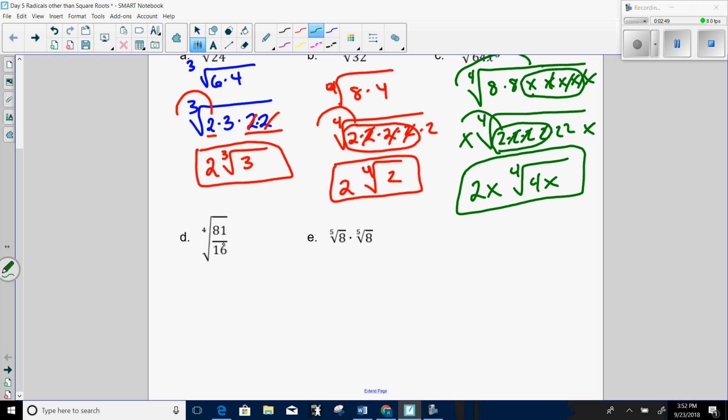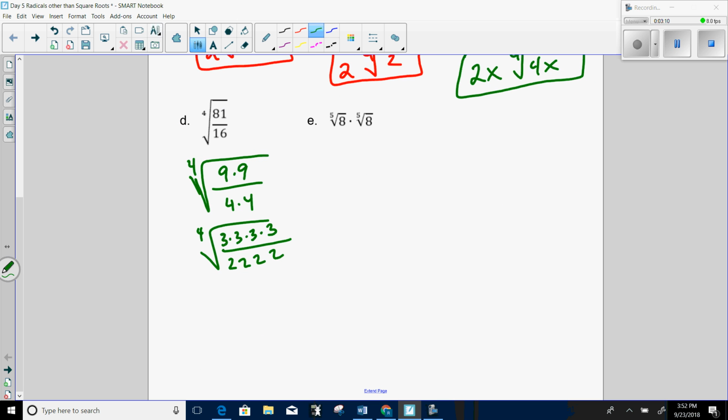This one here, the fourth root of 81 over 16, what you do there is you break down the top and the bottom separately. 81 is 9 times 9. 16 is 4 times 4. Well, then you can break those down. 9 is 3 times 3. 4 is 2 times 2. And then you have a group of 4 on the top. You have a group of 4 on the bottom. 1 comes out, 1 gets crossed off. And you just get 3 halves. Everything else gets crossed off. There's no radical left, so there's no reason to write it. So it'd just be 3 over 2.